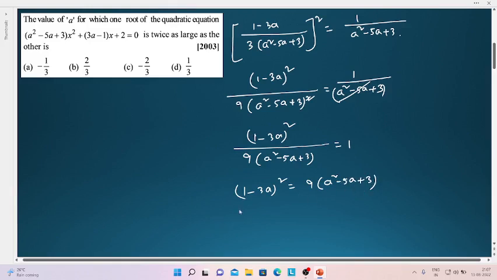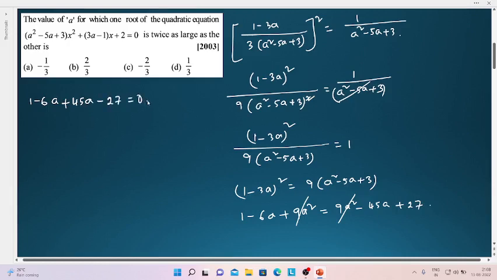Let me break that part using (a minus b) whole square. So it will be 1 minus 2 times 1 times 3a, so 6a, plus (3a) whole square, which is 9a square, right? Equals 9a square minus 45a plus 27, right? So 9a square and 9a square cancel out. So we have 1 minus 6a plus 45a minus 27 equals 0, right? So you can calculate, it will be 39a minus 26 equals 0, right?